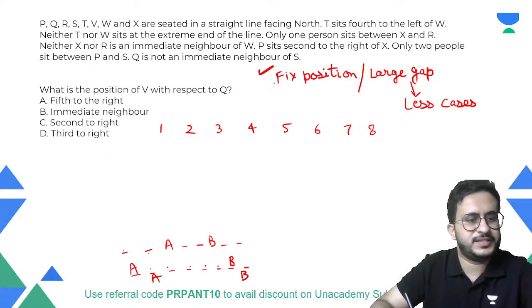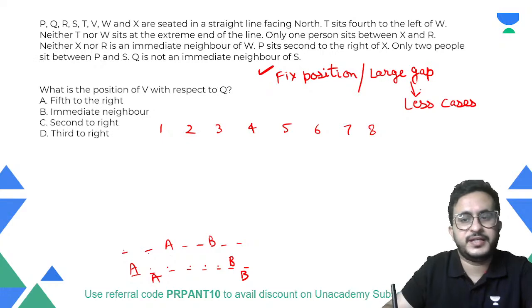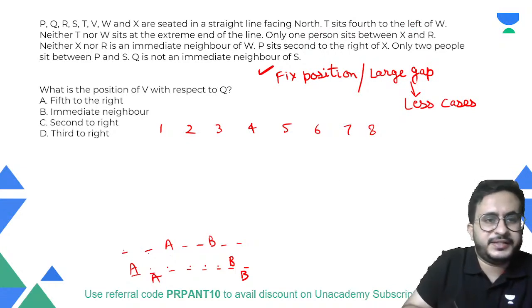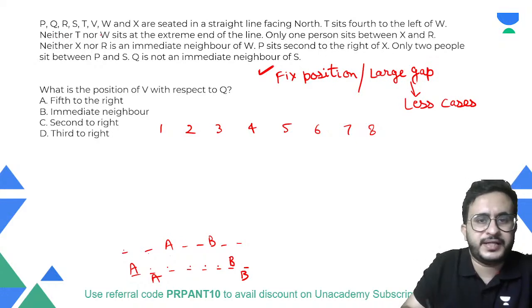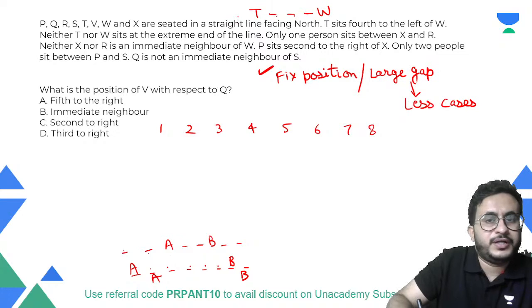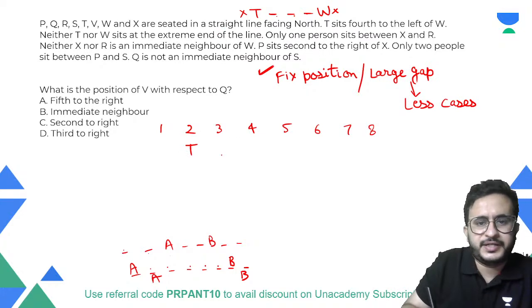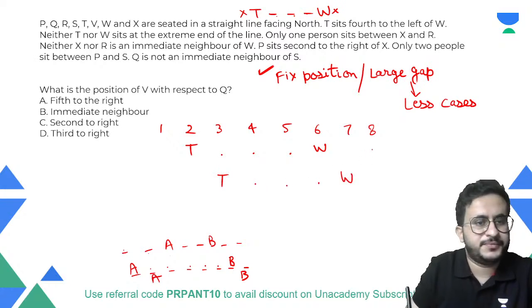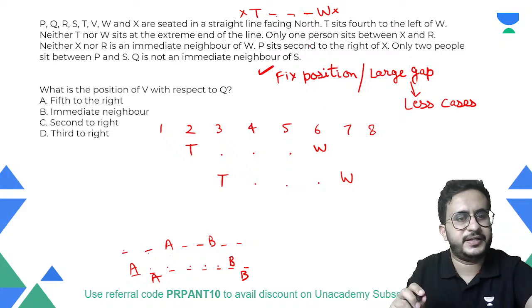In some cases this thing might be given, but if it is not given, in that scenario start with the large gap. So if we see here, it says that T sits 4 to the left of W. But before making the arrangement, read this statement also: neither T nor W sits at the extreme end of the line. So T is 4 to the left of W. Now T cannot be at the extreme ends. So first case, let us make T, 1 2 3, and then W. Second case, we can put T, 1 2 3 people, and then W. W cannot be at the corner, so there are two possibilities that are given to us.